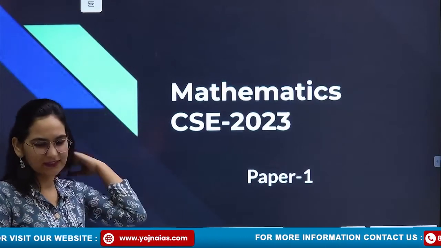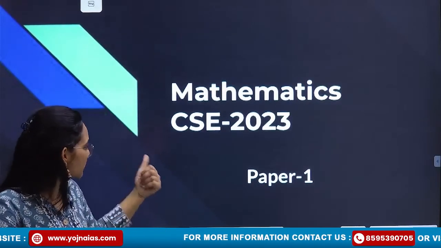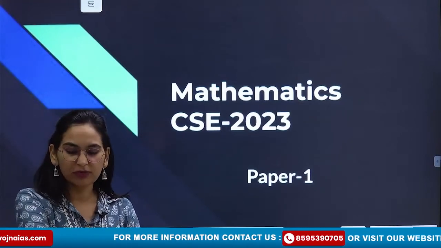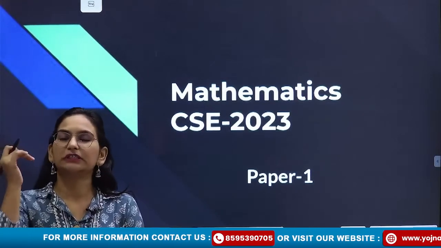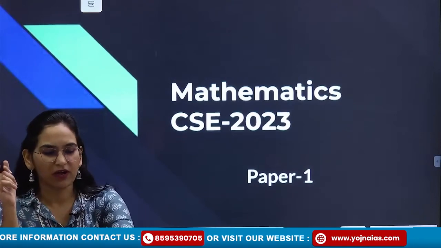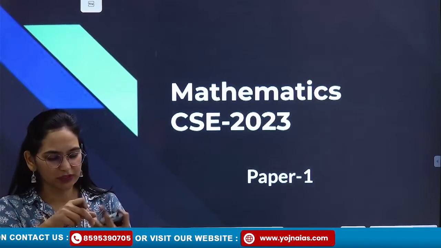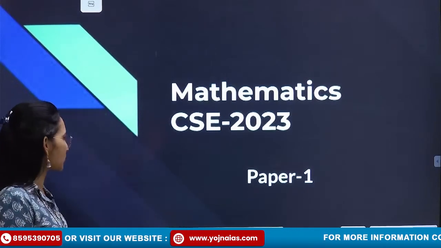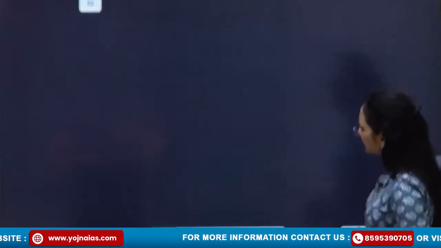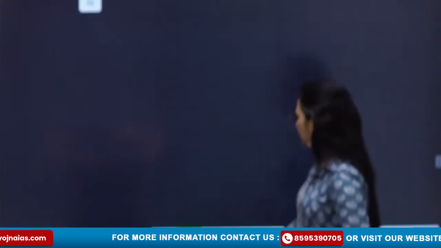Okay, so in this lecture we are going to discuss the CSE mathematics optional paper 2023, and this is paper 1. After some time we will discuss paper 2 in the evening session. So in this session, before starting the paper, let's discuss what was the scheme. This year also the scheme is the same.